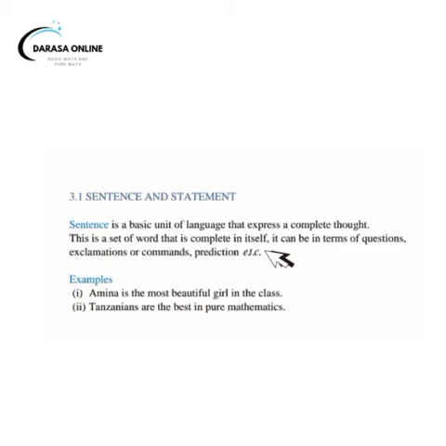It can be in terms of a question. It can be in terms of exclamations or commands, predictions, among many. An example of a sentence is like, Amina is the most beautiful girl in the class. Tanzanians are the best in pure mathematics.